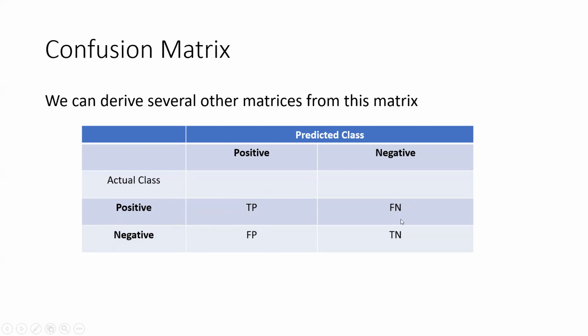The predicted class is negative. That means it's a negative outcome, but the real outcome is positive. Because of that, it is a false one. It is a false negative, right? If the predicted class is negative and the actual class is also negative, then it is true. Because of that, this is known as the true negative, right? This is how the confusion matrix can be built.